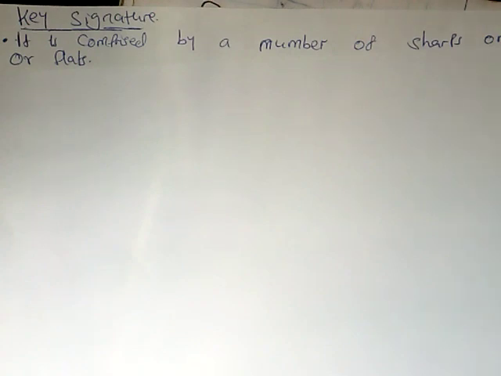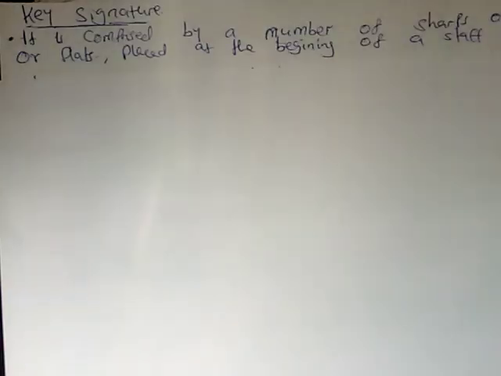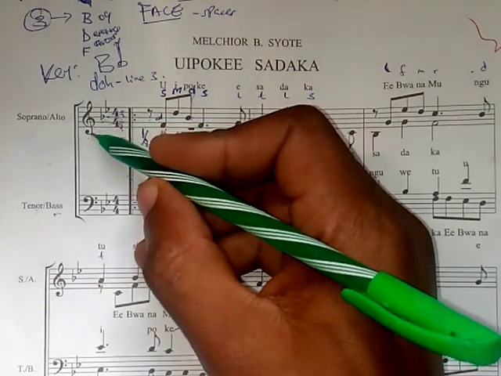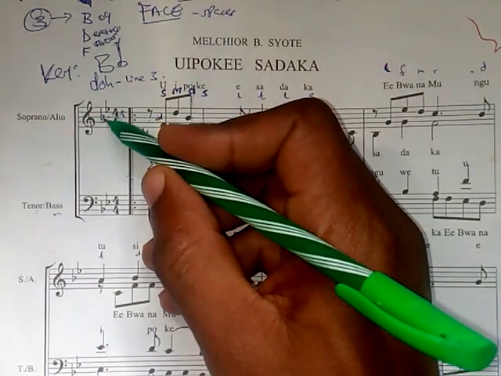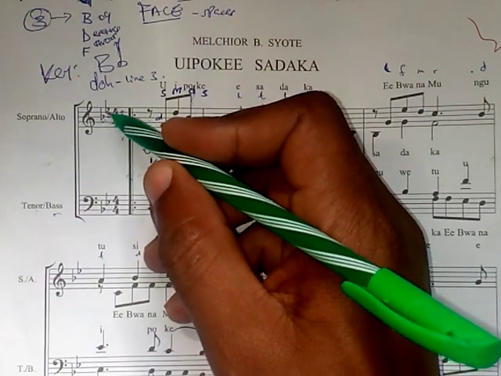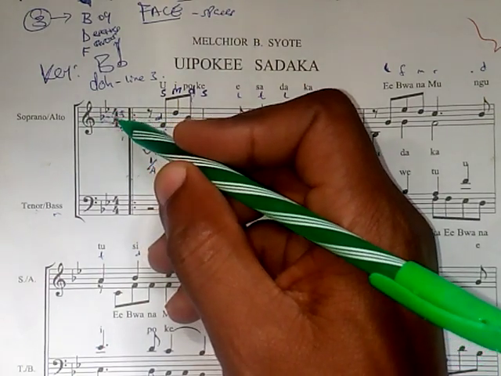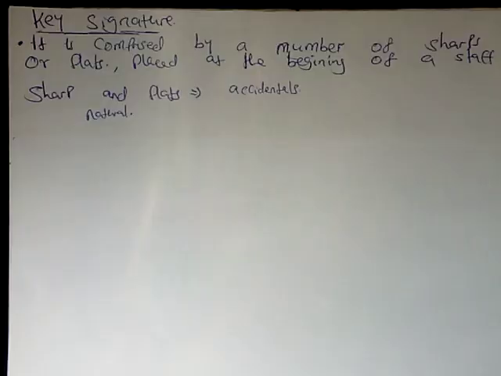A key signature is comprised of a number of sharps or flats, and it is placed at the beginning of a musical piece after the clef. Immediately after the clef sign, we have the key signature, represented by a number of sharps or flats. Remember, sharps and flats are accidentals.